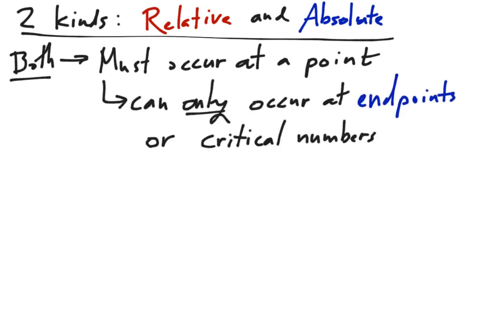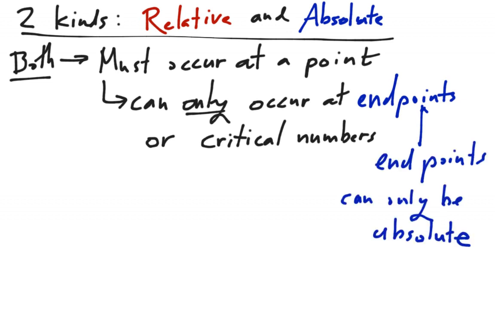Well, you might be asking yourself, why did I label endpoints in blue? The reason I labeled endpoints blue is because endpoints can only be absolute extrema. I need to say this correctly. Endpoints can only be absolute extrema, but not every endpoint has to be an extrema. So, for example, if you have a function that looks like this, clearly the endpoints are not the maximum and minimum because that's the maximum and that's the minimum.